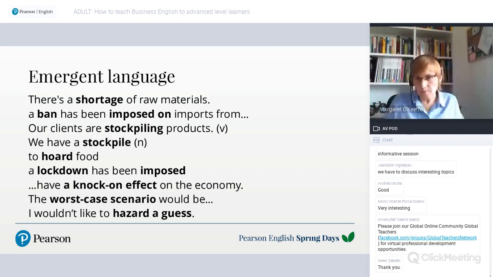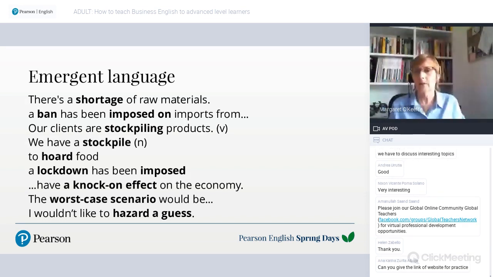And I was making notes, and what I do afterwards is I share it in a Google document, and the students get that information. And then in the next class, we might follow up. So as you can see here, I was able to pull out stockpile as the verb, stockpile as the noun. We contrasted that with hoard. And we looked at some interesting vocabulary. And I also introduced the expressions a knock-on effect and a worst-case scenario to help them.